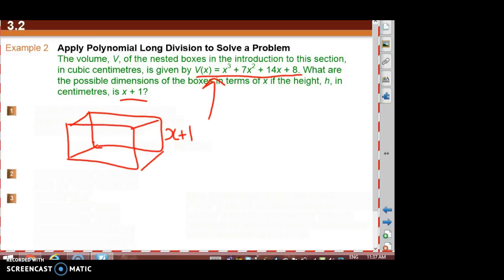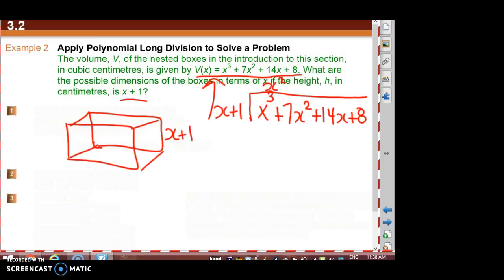So we're going to go x cubed plus 7x squared plus 14x plus 8, and we're going to set this up into long division. Okay, so again, the same way as what we did. We're going to go, how do we get this x to become an x cubed? You need to multiply it by x squared. So x squared times x is x cubed, and x squared times 1 is 1x squared.